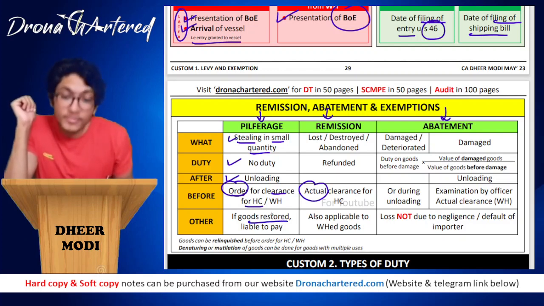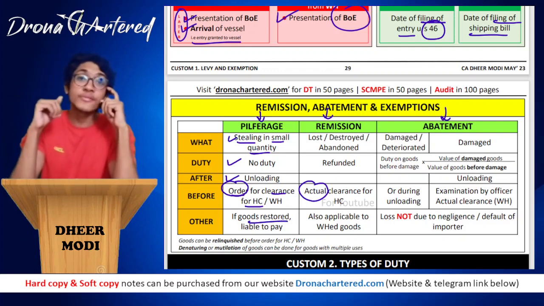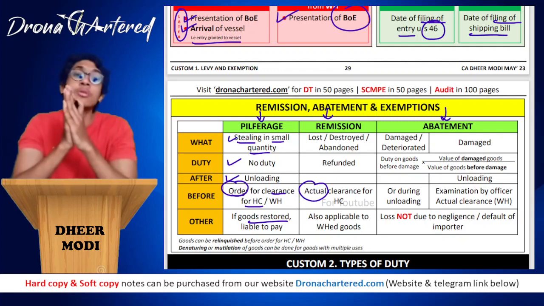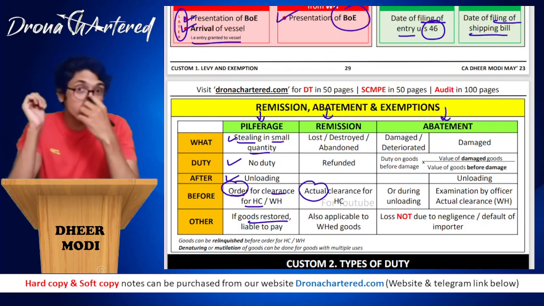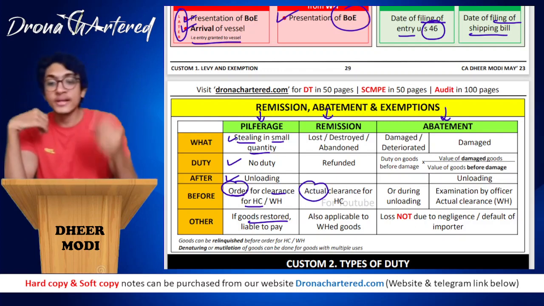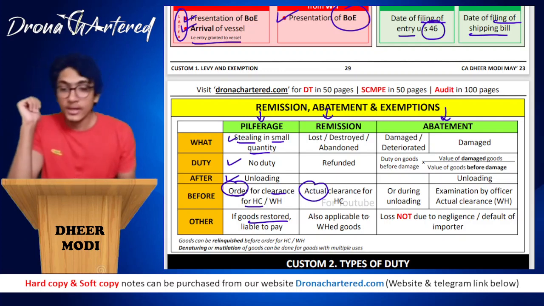However, if the goods have been restored, that means whoever is responsible for the loss restores the goods to you, and you take these goods instead, in such a case you will have to pay duty.